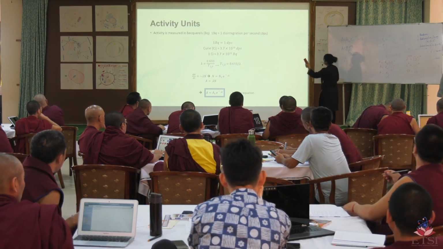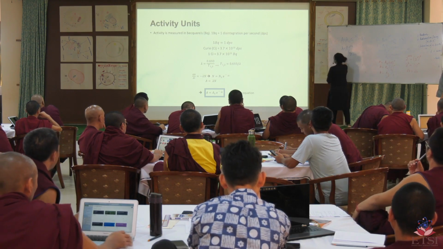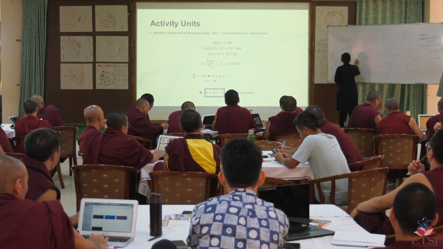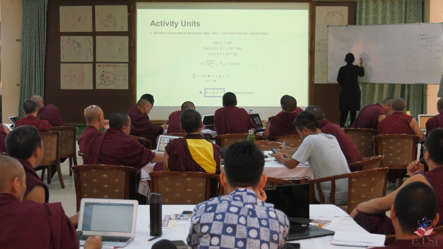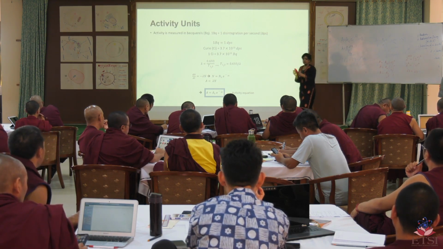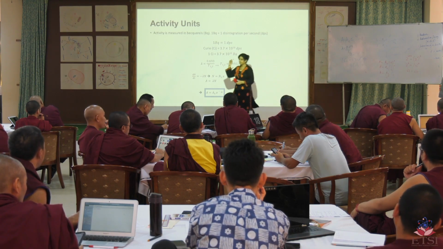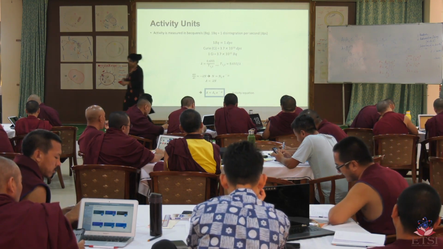One curie is 3.7 times 10 to the power 10 decays per second. Use this value because our activity is in curie. I will just display the question.